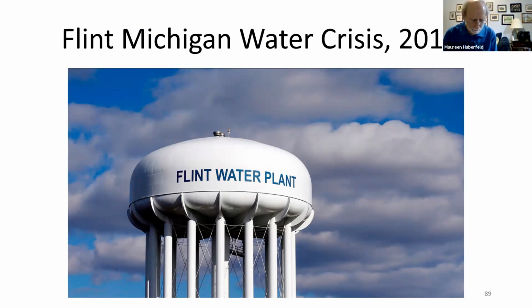Sure, everybody remembers hearing about the Flint, Michigan water crisis, which unfolded in 2014. I only have one slide. So this is a water tower, by the way. Somebody asked about that. Excuse me. I'll go over it briefly: what happened and why.